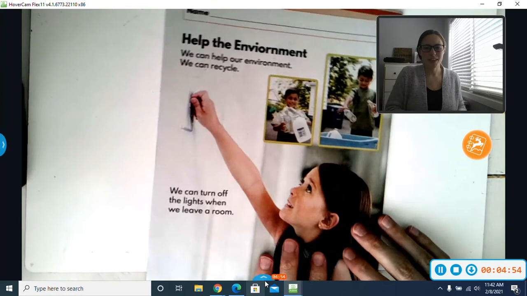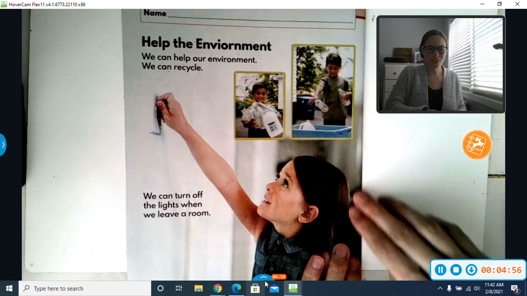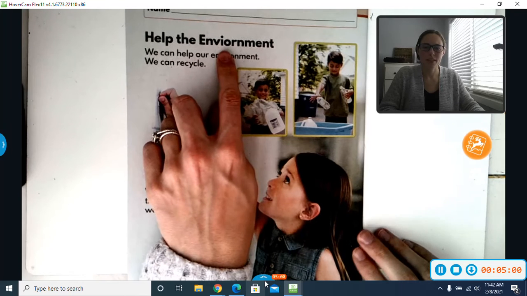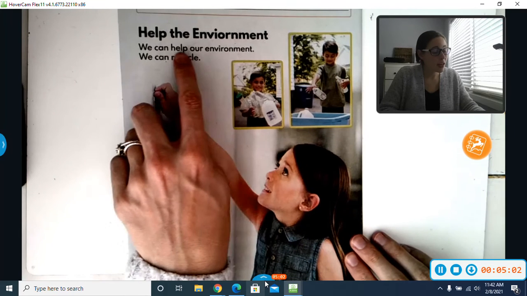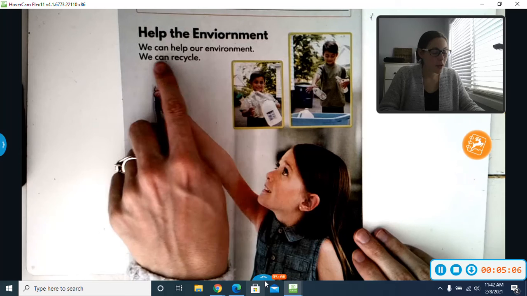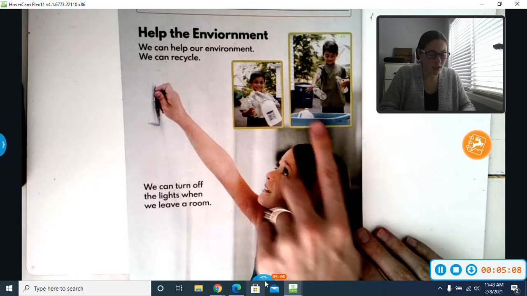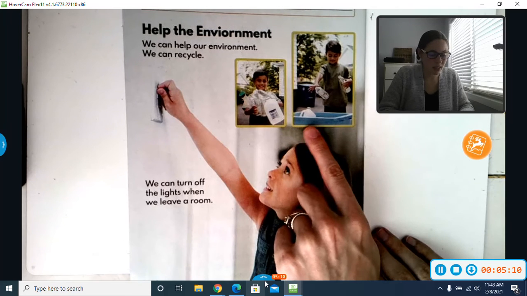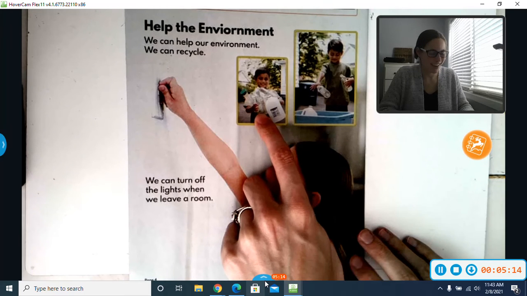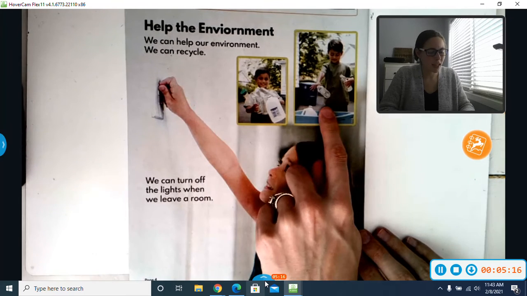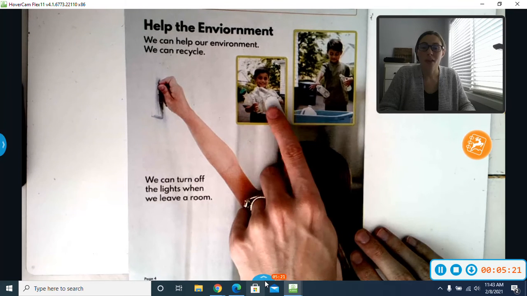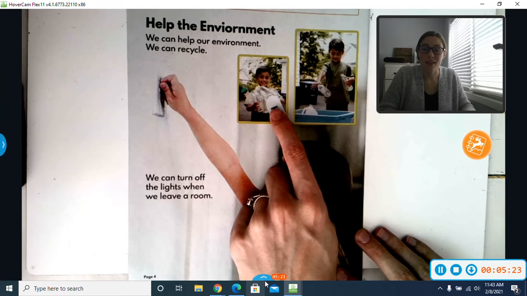And finally on the back, they're talking about a couple other ways that you can help the environment. It says we can help our environment. That's those positive interactions. We can recycle like that girl was doing. See, this boy is also putting some plastics into the blue bin. This boy has a bunch he's going to take there, I think. They're recycling. That means that these things won't just be dumped into our earth somewhere. The hope is that they get reused to make something different.